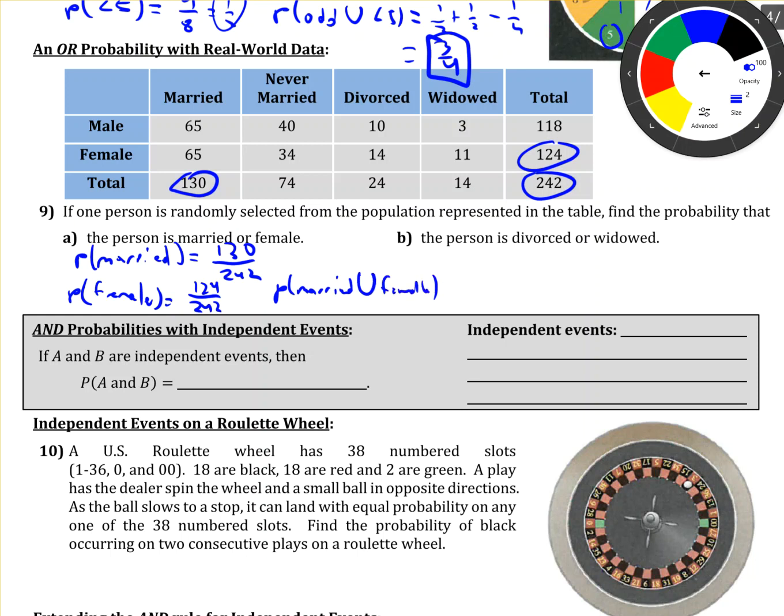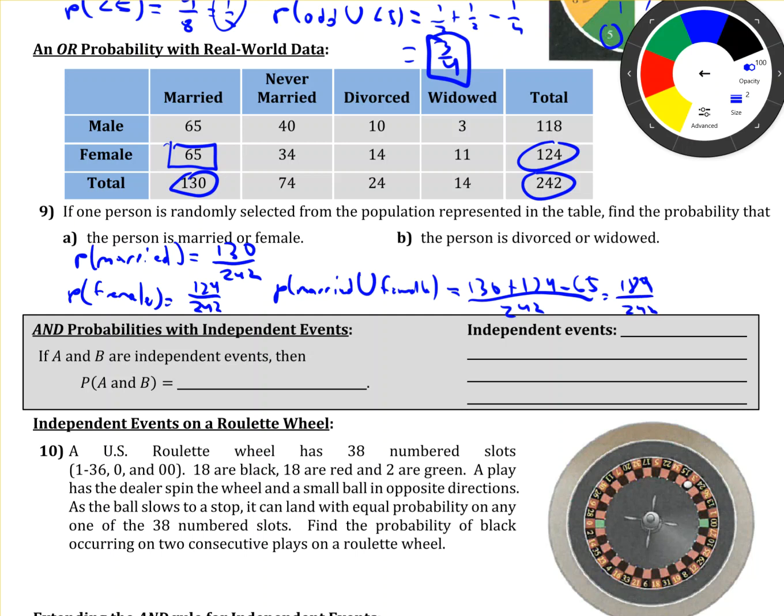And then we're going to subtract the overlap. And notice the overlap is going to be female and married. So female and married is that. So I end up with 130 plus 124 minus 65 over 242. You'll notice I couldn't have just added those two together to start with, because I would end up with 254 over 242, which is bigger than 1, which can't happen. So as it is here, now I get 189 out of 242.